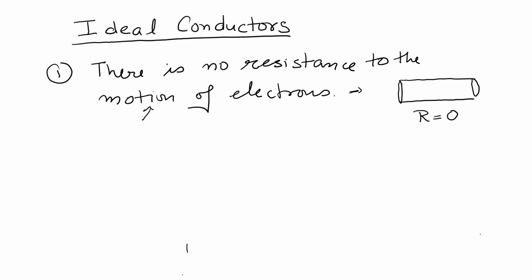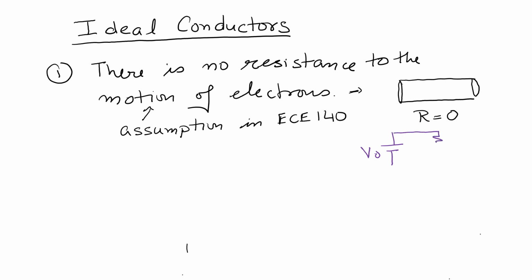And this is the same assumption you have in ECE 140. When you are doing analysis in ECE 140, you have a source connected to a resistor. You assume that the wires you're connecting to the resistor don't have any resistance to them. So that's one of the conditions we are going to put on the ideal conductor.